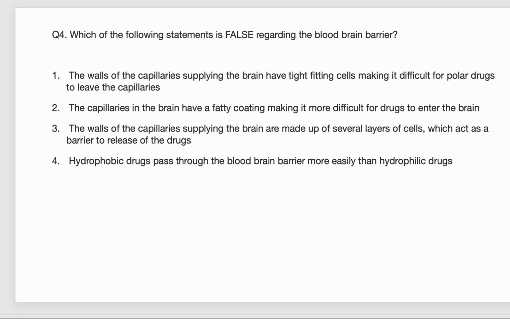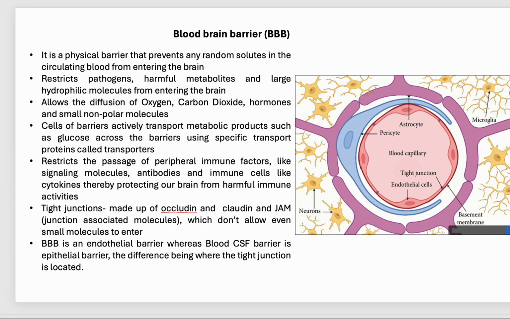Now, let's briefly discuss what the blood-brain barrier actually is. So you see here is a beautiful figure of the blood-brain barrier. It's a physical barrier that prevents any random solutes in the circulating blood from entering the brain. You see here, these are neurons and microglial cells. That's not important. The important part here is this astrocyte. You can see the extensions of the cell. This is the astrocyte, followed by the pericyte.